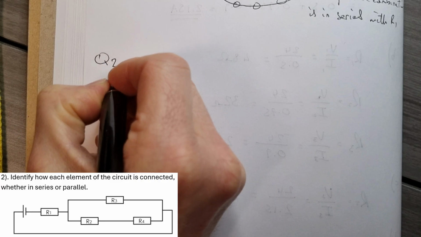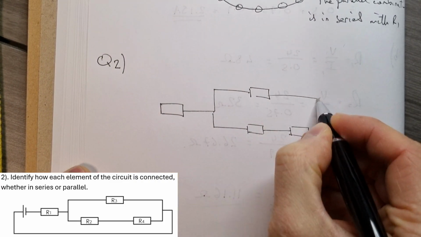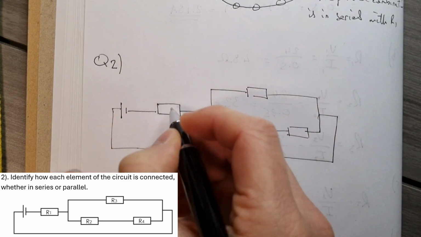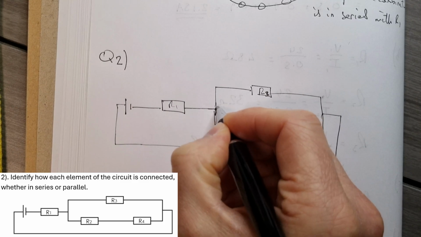Question 2. Question 2 is a slightly more complicated circuit once again. And again, we'll draw a little sketch of our circuit here. What I'm going to do again is highlight the branches.